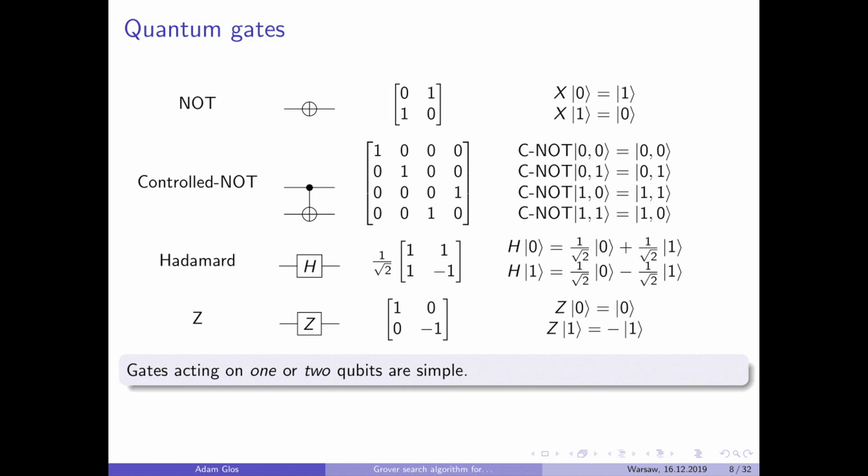Another gate that I will use in this presentation is the Z gate, which changes only one state into -1. In general, I will say it more precisely later, but gates acting on 1 or 2 qubits, like this one, are considered to be simple.